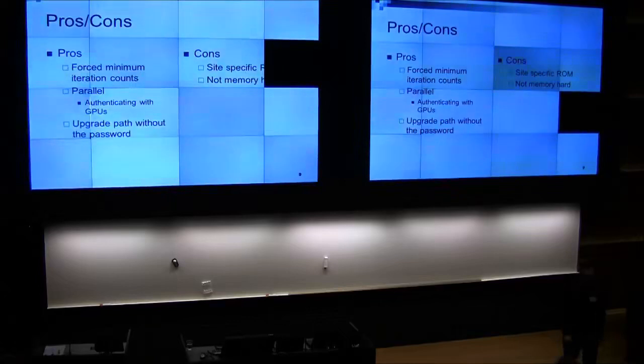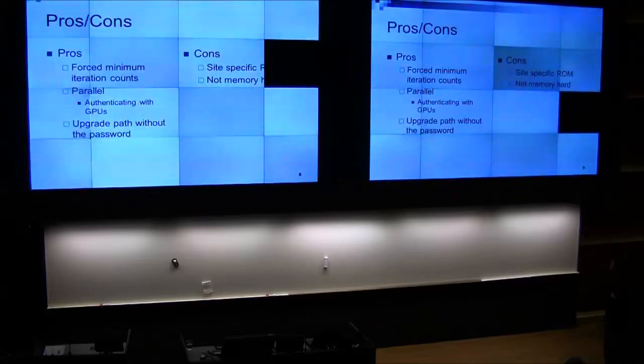Parallel, so basically you could send this to GPUs for authentication. If you have a high-end GPU and it takes 10 milliseconds on that, if you have, let's say, 25 GPUs, it'll be 2,500 per second. Upgrade path without the password. Those 3 bullet points: I haven't found one algorithm that actually does any of those.